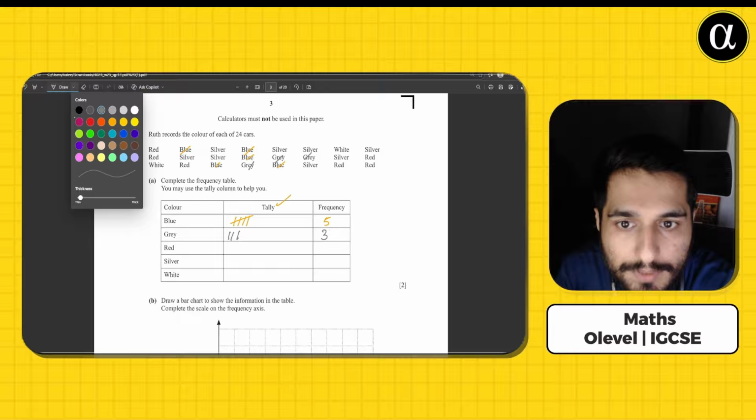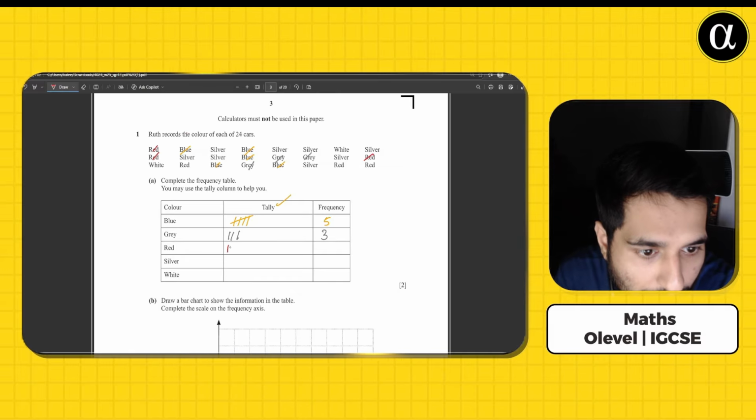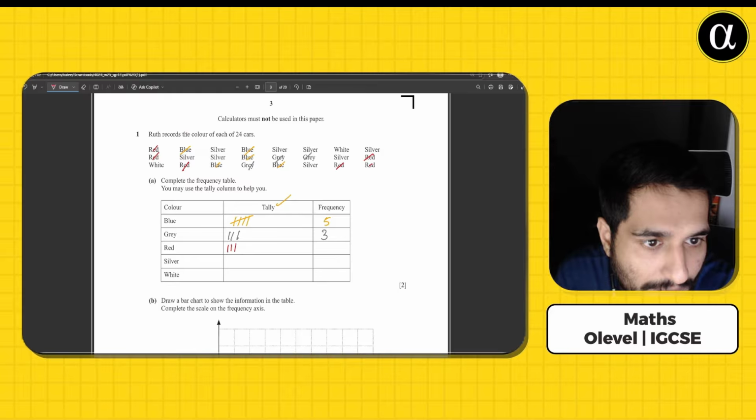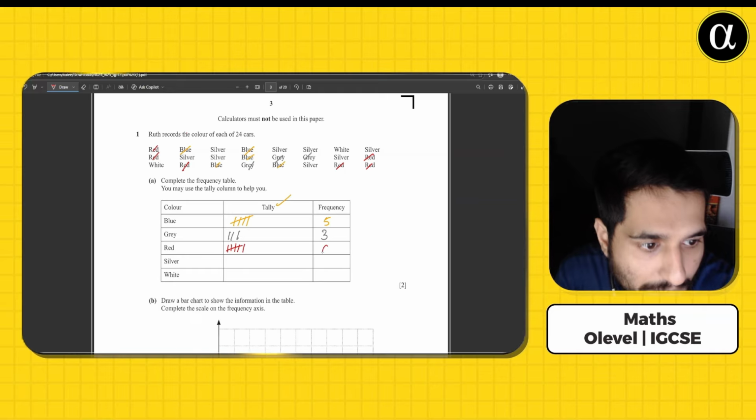Let's move on to red. How many do we have for red? So 1, and then 2, and then 3. Then we have 4, and we have 5 and 6. So we do 4, 5, and 6. So we plug in 6 over here.